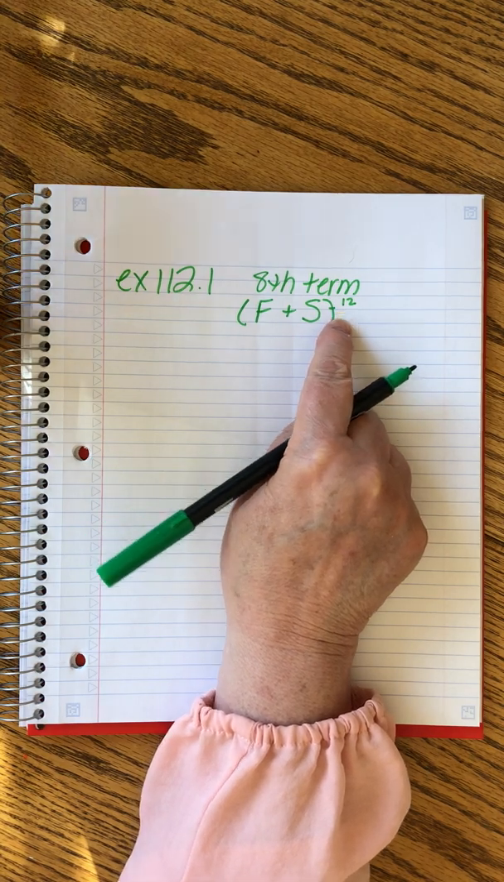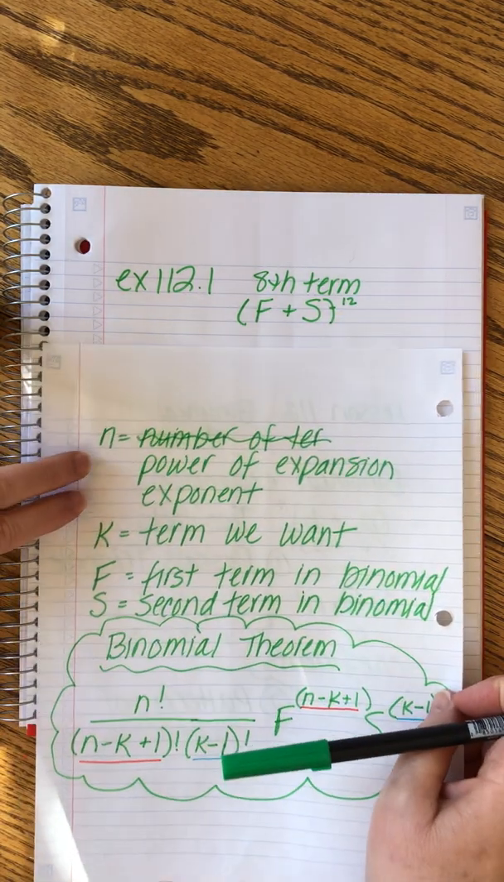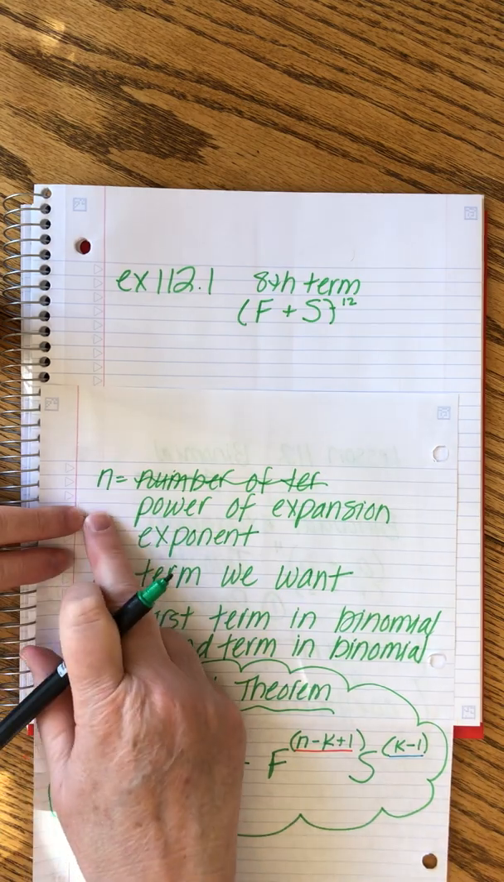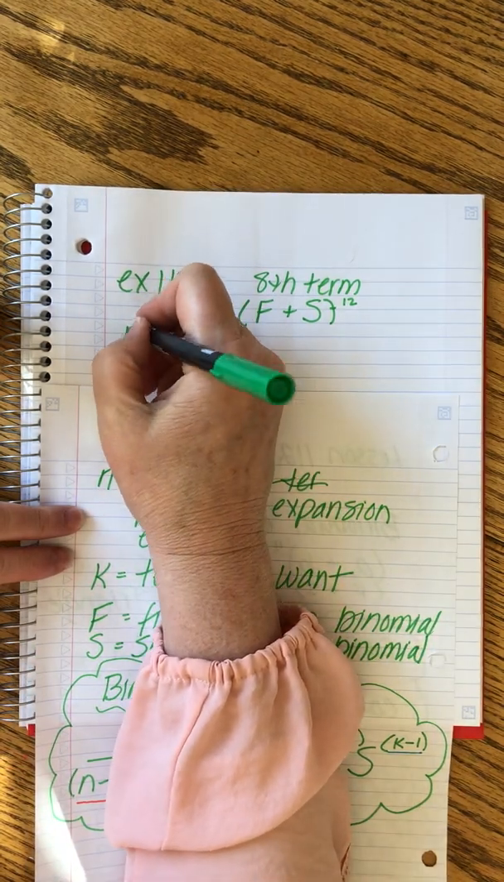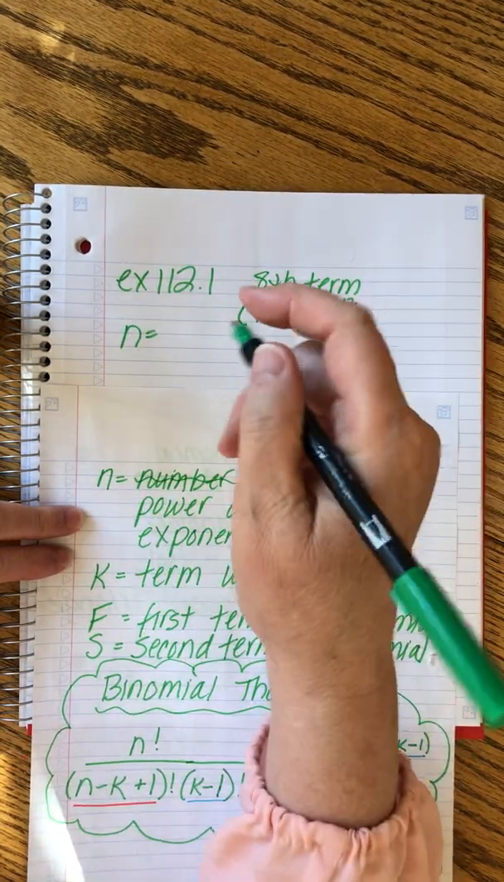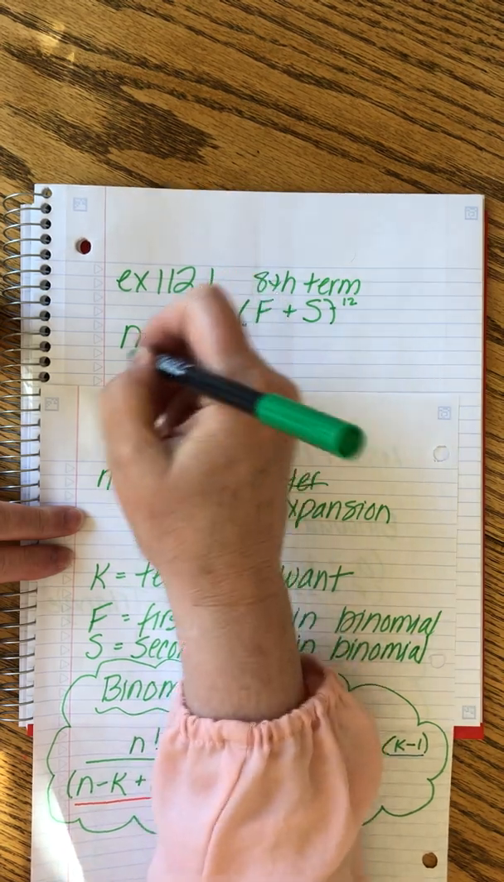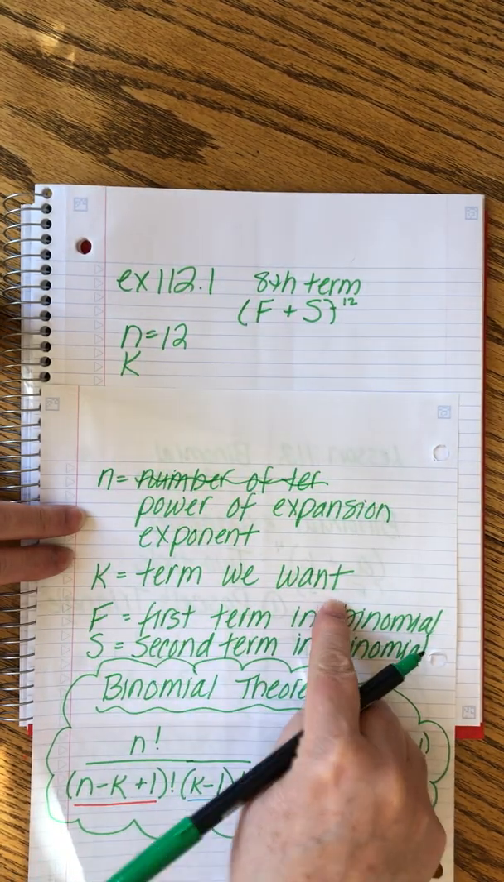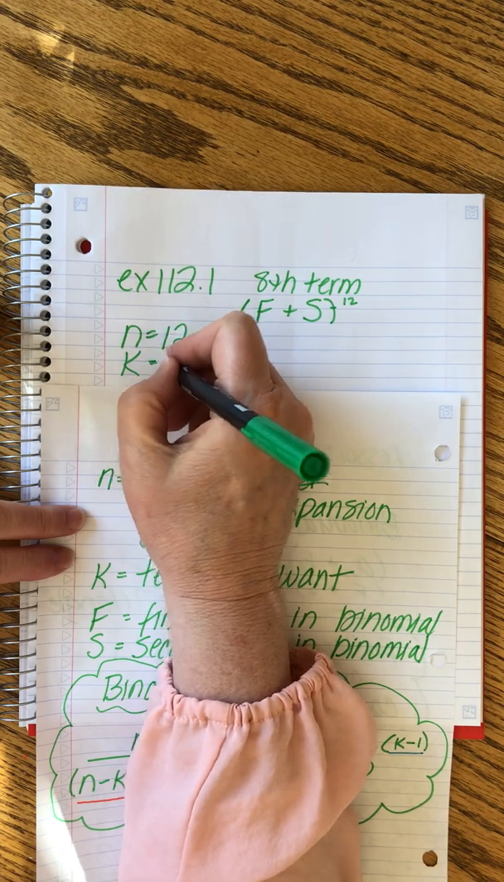All right, so using my list, n equals the power of the expansion. So in this one, n equals 12. And k is the term we want. We want the 8th term.